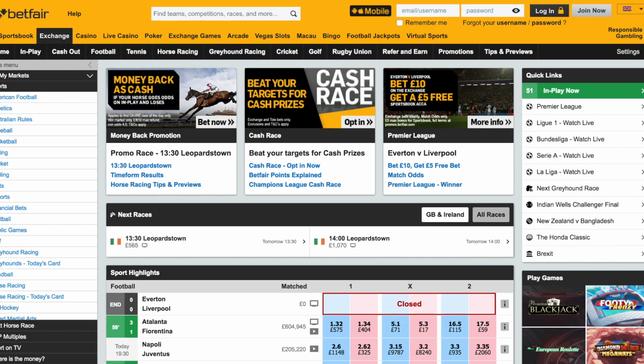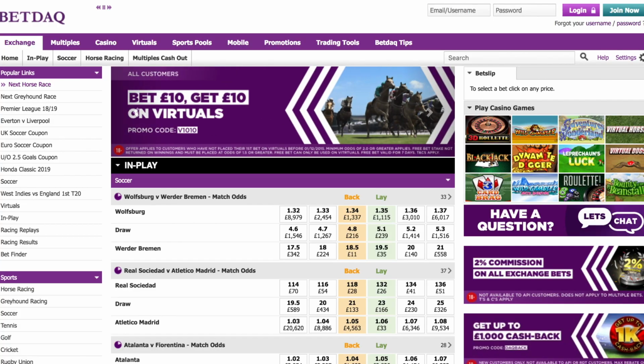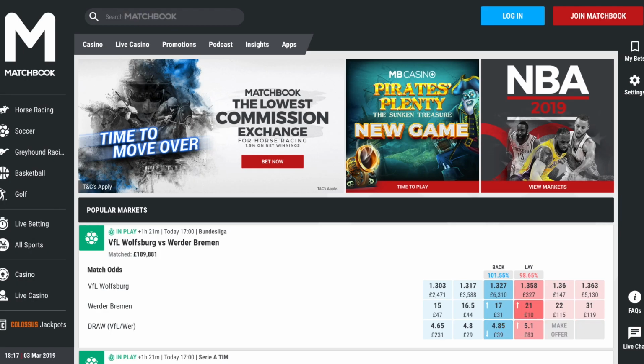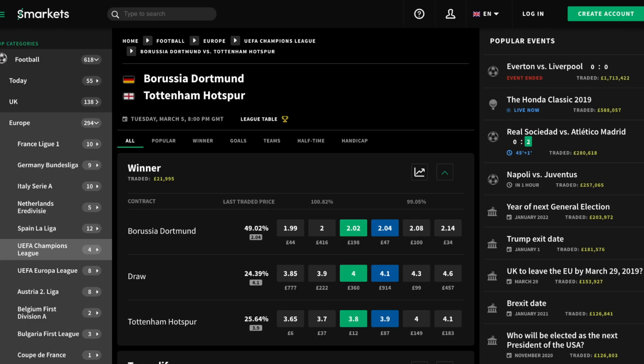A betting exchange is very different to a traditional bookmaker such as Bet365 and William Hill. You may have heard of Betfair, Smarkets, BetDAQ, or even Matchbook before. These are all betting exchanges. I personally tend to use Smarkets the most.